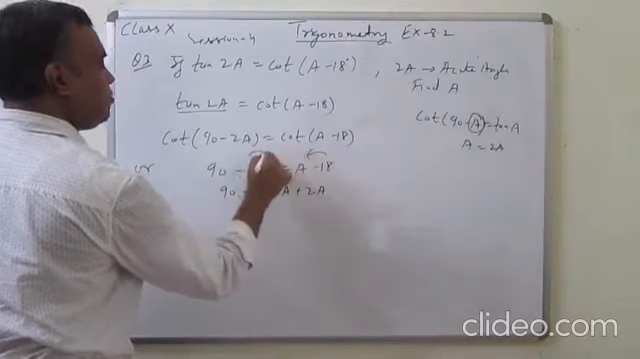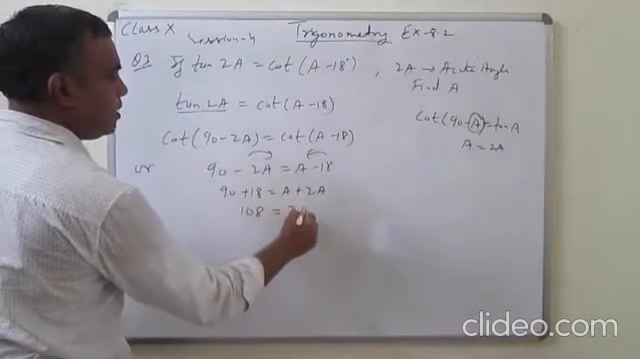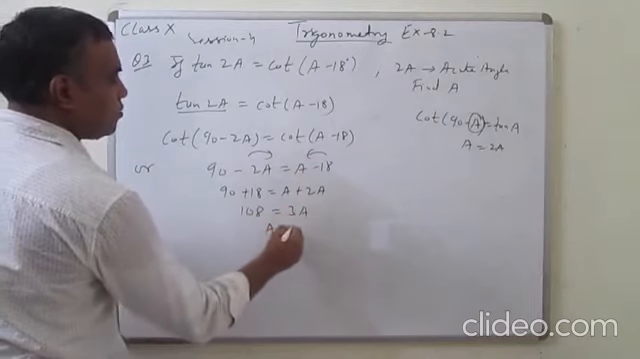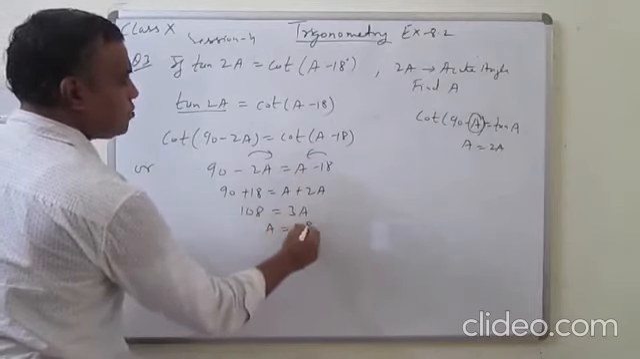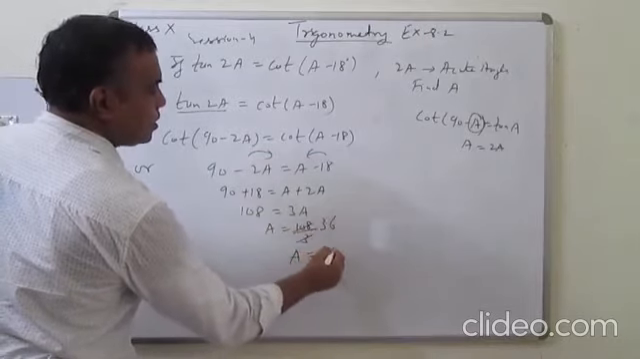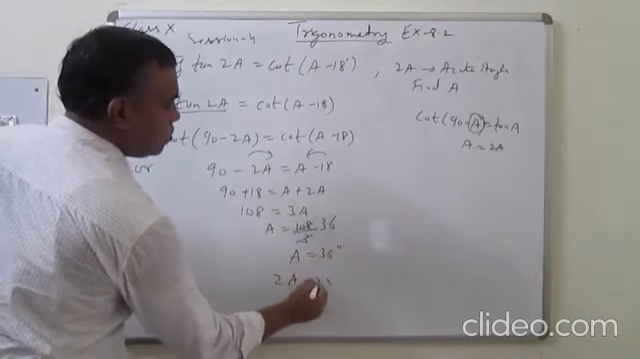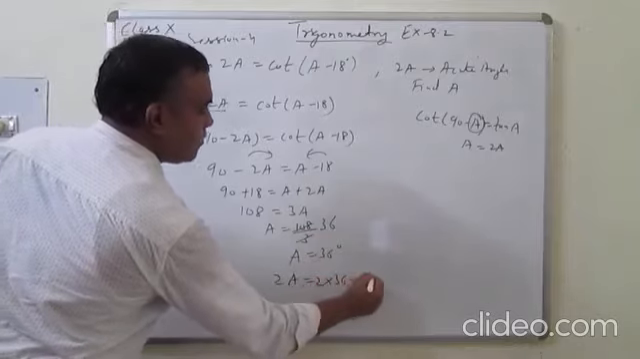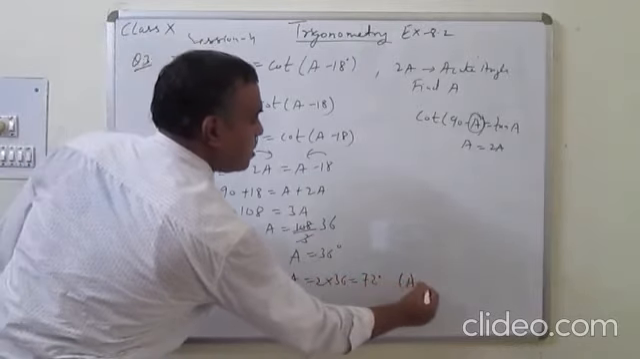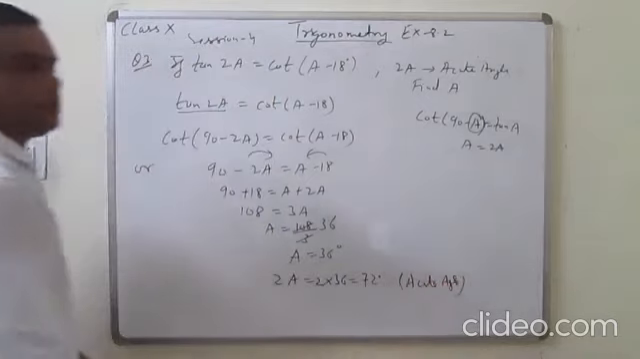This goes here, that goes there. So 108 is equal to 3a. So a is equal to 108 upon 3. This will cancel: 3 3s are 9, 3 6s are 18. A is 36 degrees and 2a is 2 into 36 is equal to 72 degrees. That is an acute angle.